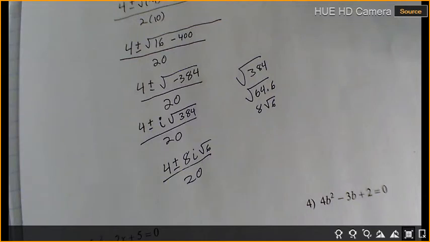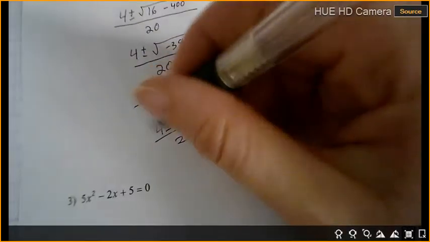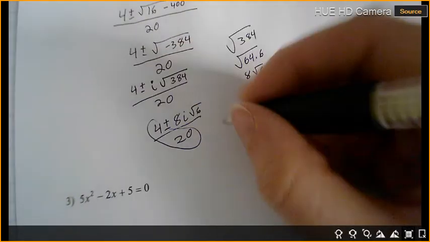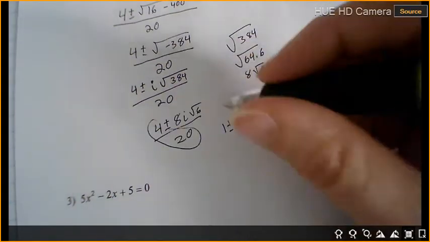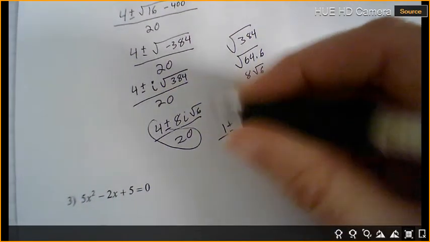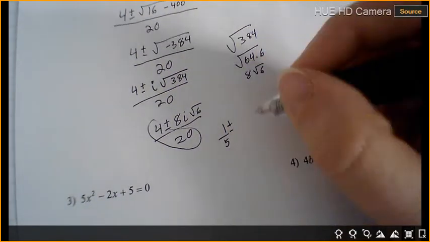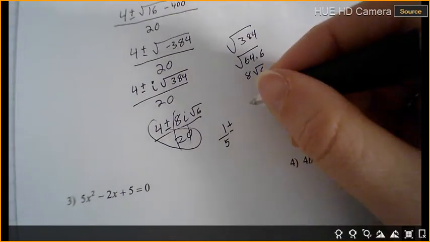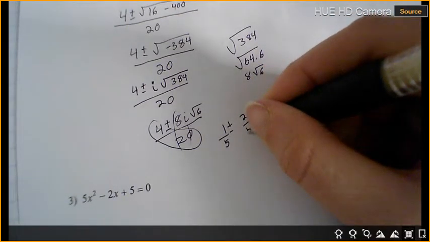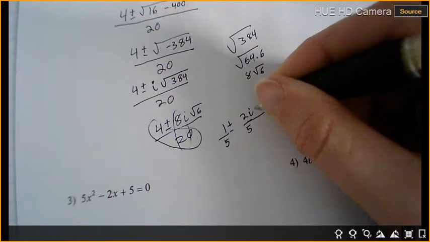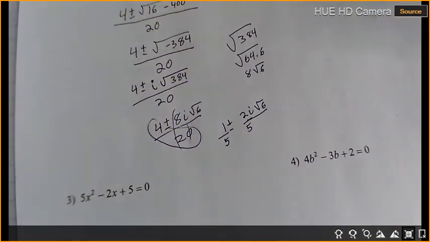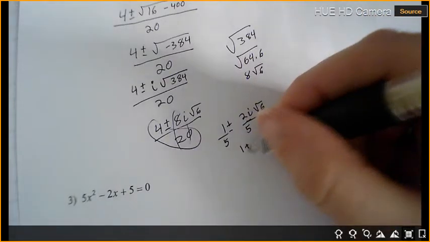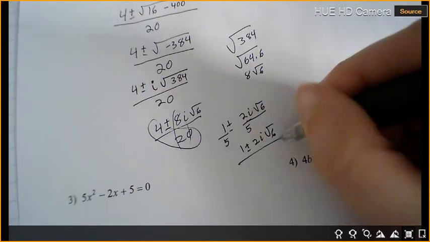So now I'm going to take 4 divided by 20. That gives me 1 over 5 plus or minus 8 divided by 20 gives me 2 over 5. So it's 2i square root 6 over 5. So I literally just took these as fractions and did them. And you could say 1 over 5 plus or minus 2i square root 6 over 5.